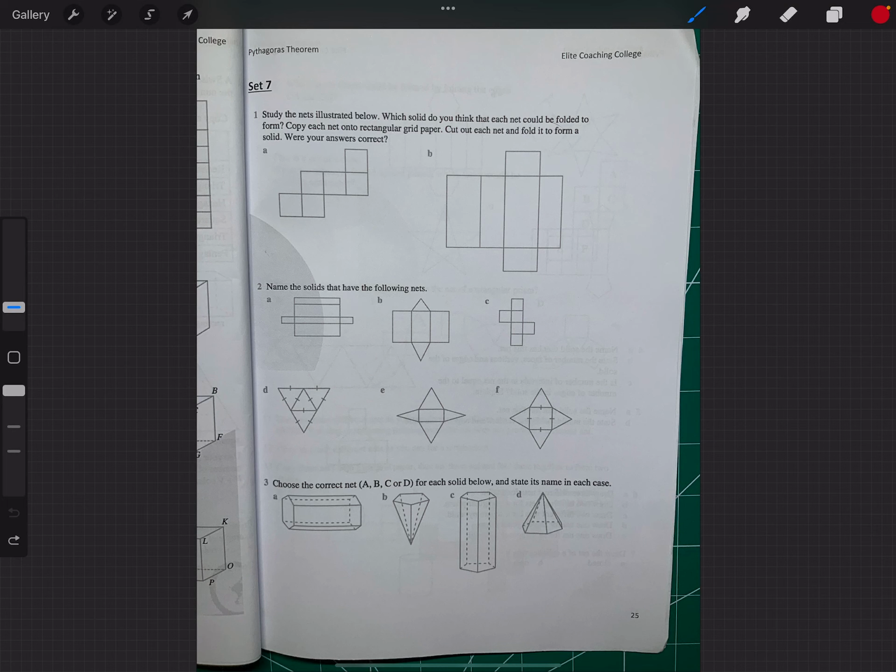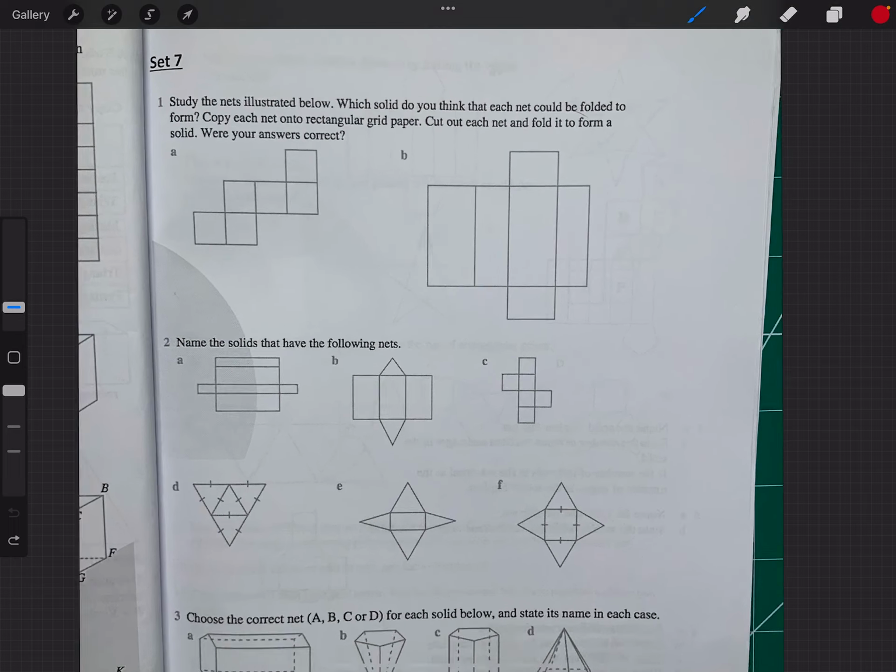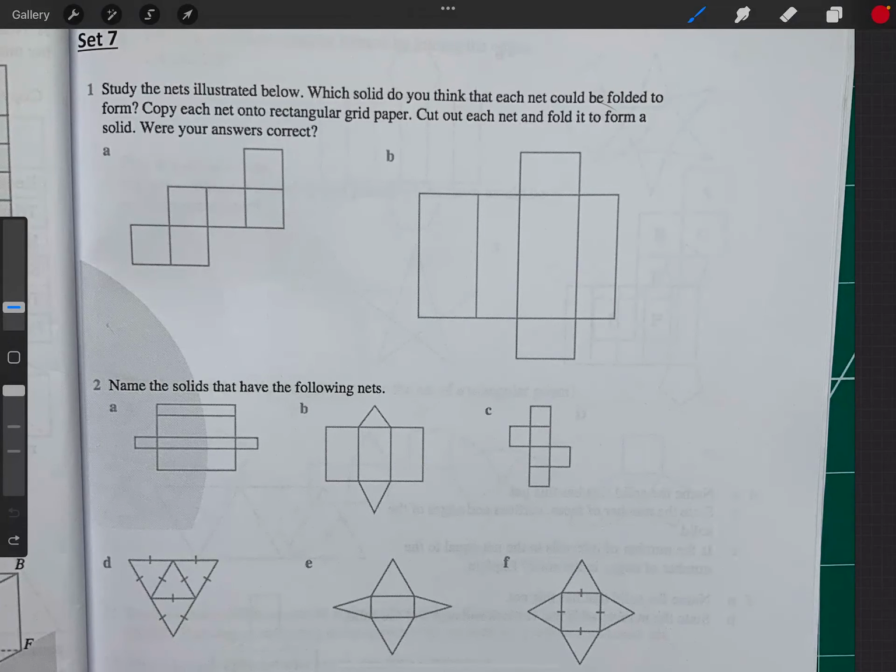On page 25, we're doing Set 7. Question 1. Study the nets illustrated below. Which solid do you think that each net could be folded to form? Copy each net onto a rectangular grid paper, cut out each net and fold it to form a solid. Were your answers correct? Okay, so we're not going to do this part where we have to cut out the solid and create the shape.